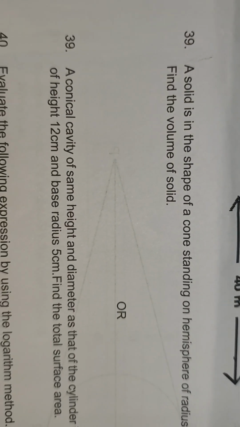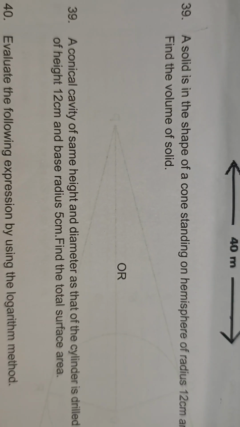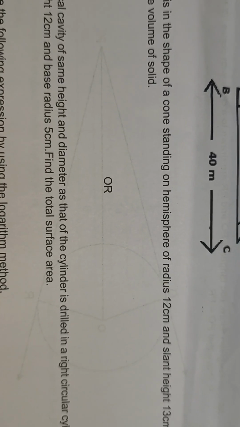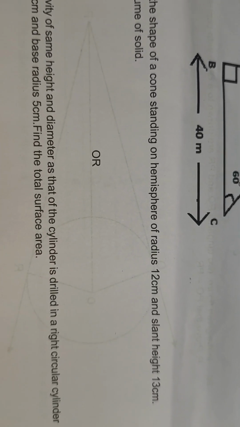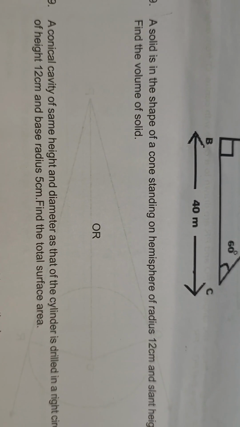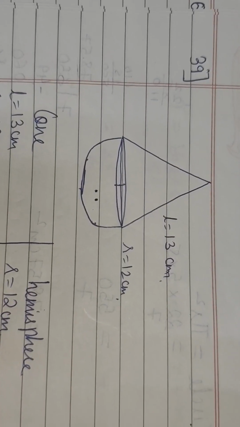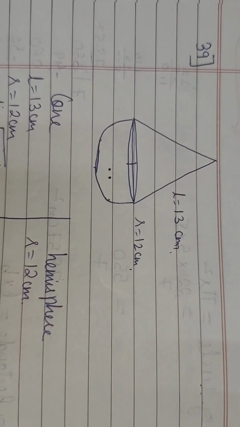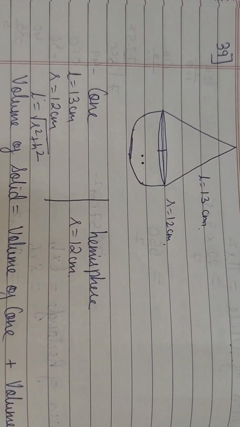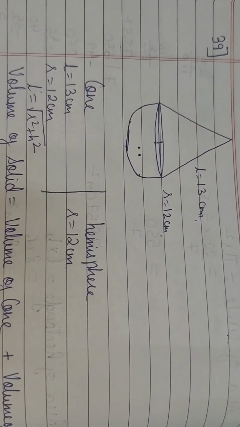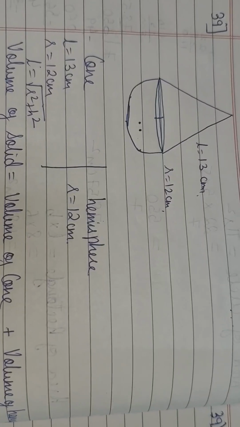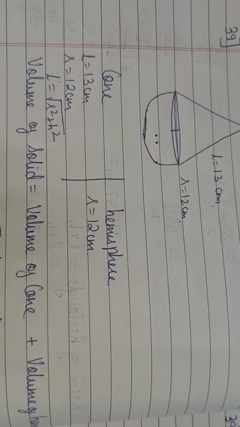Question number 39. A solid in a shape of a cone standing on a hemisphere of radius r is equal to 12 centimeter and slant height 13 centimeter. Find the volume of the solid. The figure looks somewhat like this. So we have a cone and a hemisphere. So cone l is equal to 13 centimeter, r is equal to 12 centimeter, and for the hemisphere the radius also will be same.